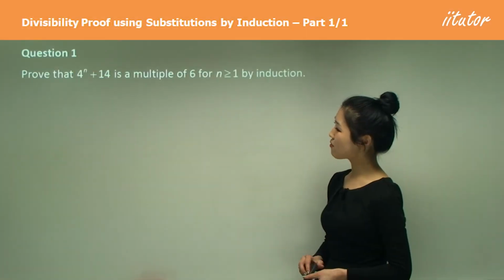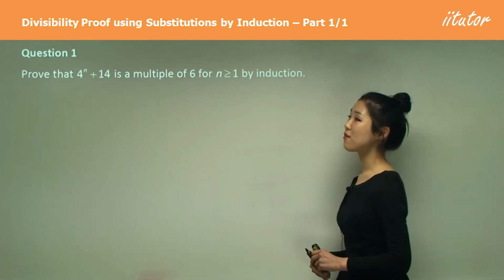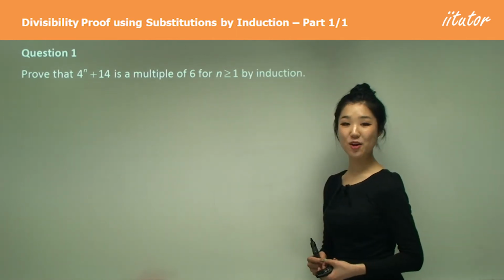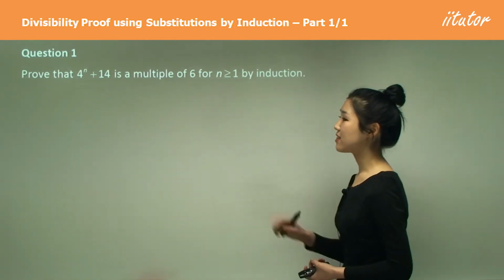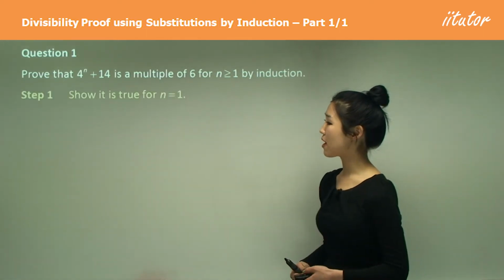It says, prove that 4 to the power of n plus 14 is a multiple of 6 for n greater than or equal to 1 by induction. Okay, so we're going to show that this is a multiple of 6. It's divisible by 6. So I'm going to start with our usual step 1.